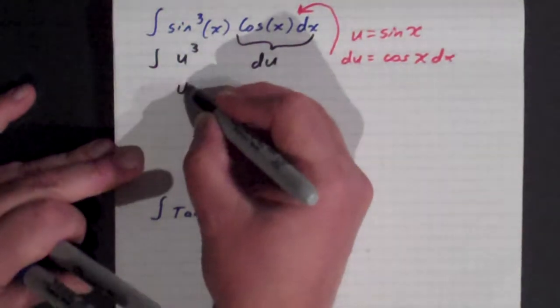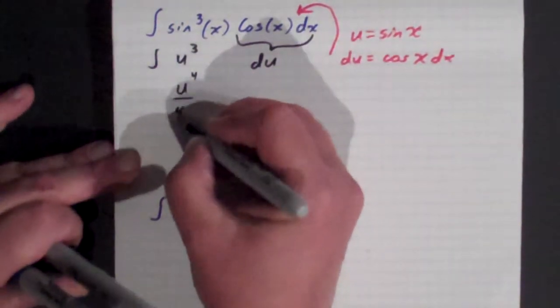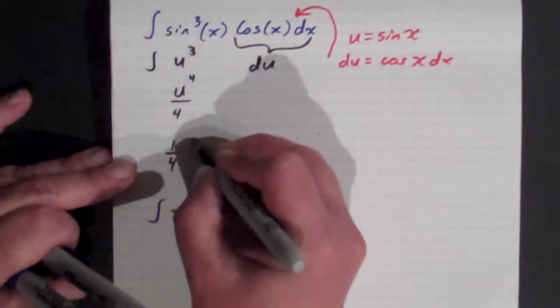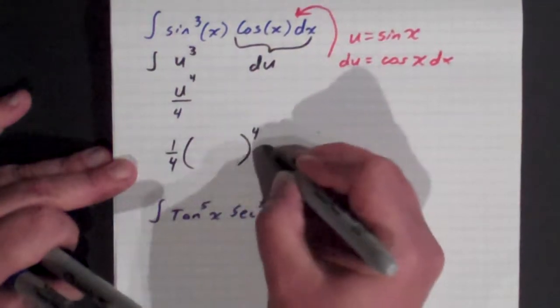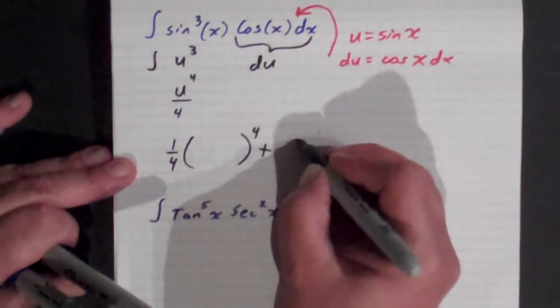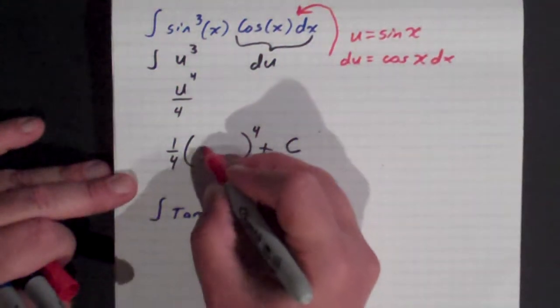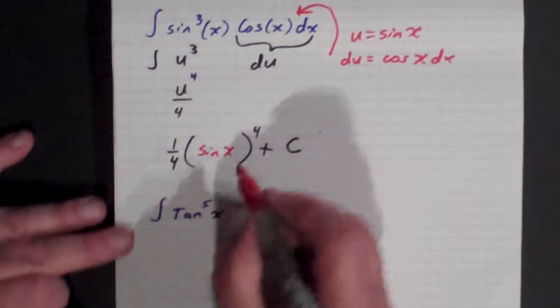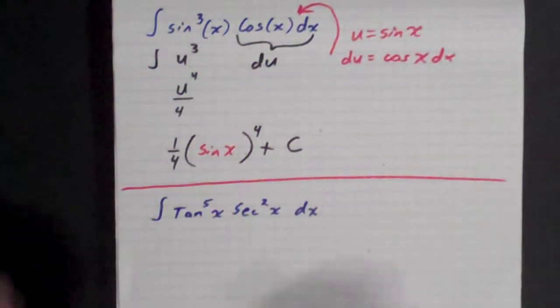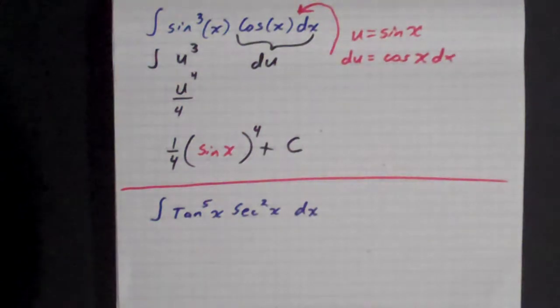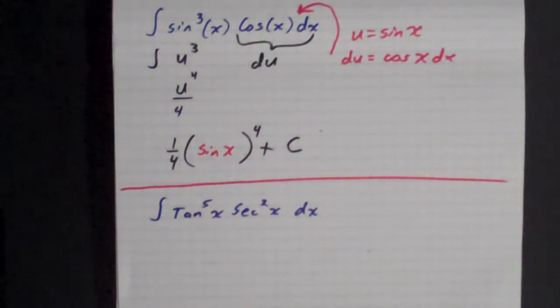To integrate, I would raise to the 1 higher and divide by the 1 higher. So I end up with 1/4 u to the fourth plus c because it's an indefinite integral. And then I'm going to replace the u with what I let u equal, sine of x. Hopefully that one's fairly straightforward, just like the one below it.